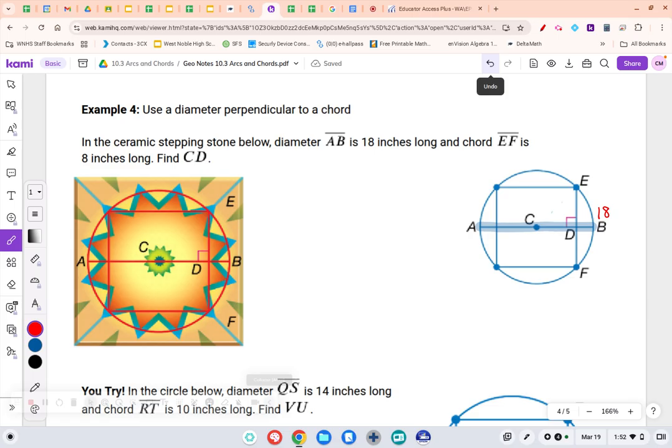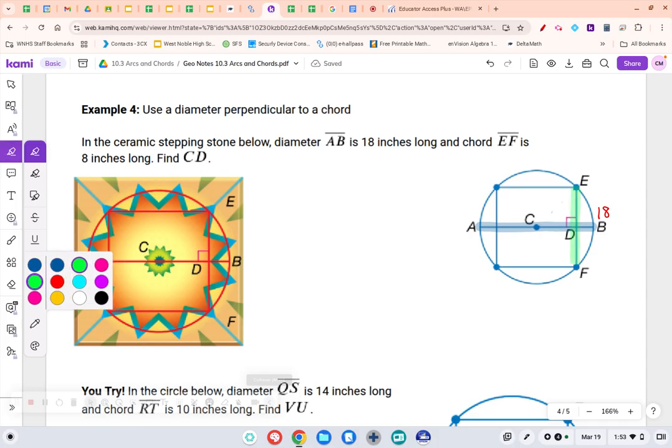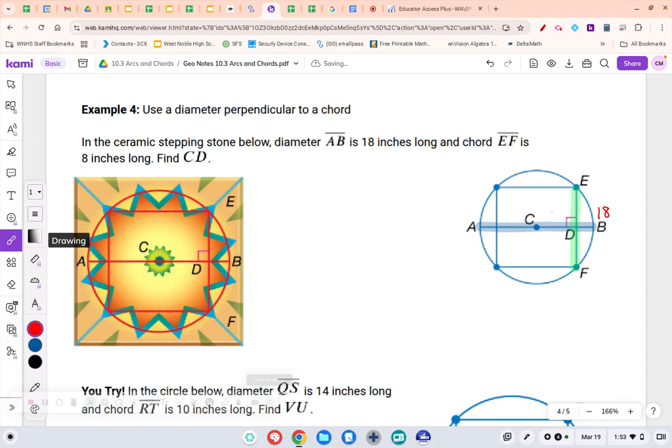I also know that my chord EF is 8 inches long. Okay, we are trying to find CD here. I promise you this is actually really not that tricky. You do have to think a bit though. Let's first of all find the radius. Remember, radius is half of your diameter. So we get 9 here.